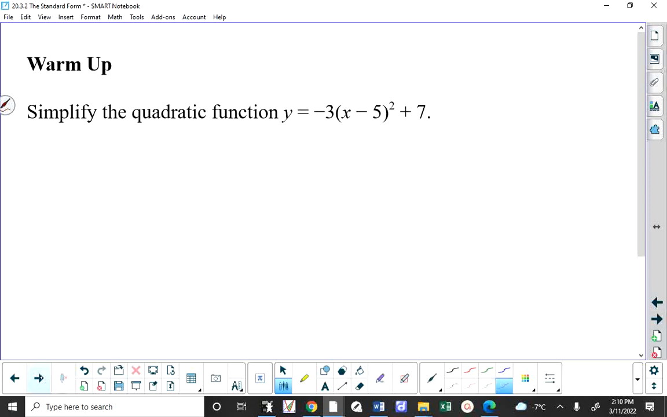Warm up. Simplify. What does simplify mean in this context? It means multiply it out. If I want you to go get 12 donuts from Tim Hortons, I don't say go get 3 times 4 donuts. 3 times 4 is not as simple as saying 12. So generally speaking, simplify means to expand.